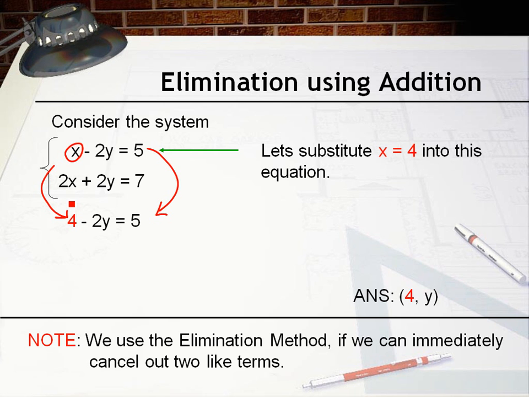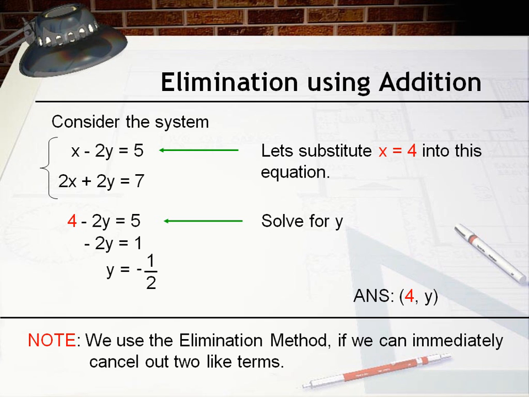So what would you do? You would subtract 4 from both sides. And then you would divide by a negative 2. And you get negative 1/2. Alright, so the answer is (4, -1/2). So this is the point where your two equations, if you graph it on a coordinate system, will intersect. So let me prove that.